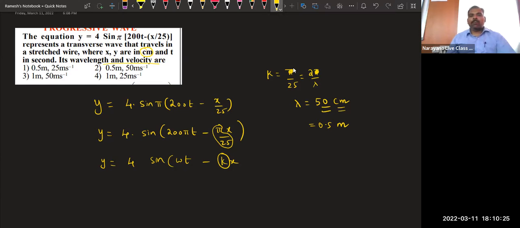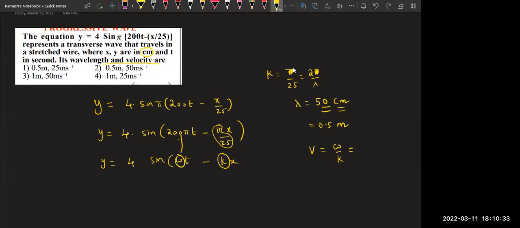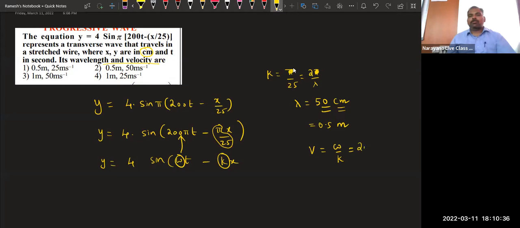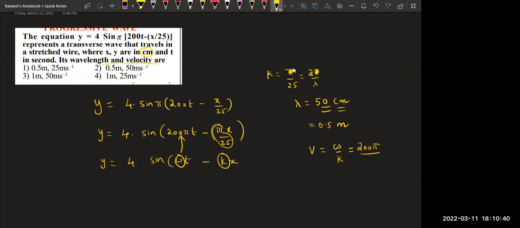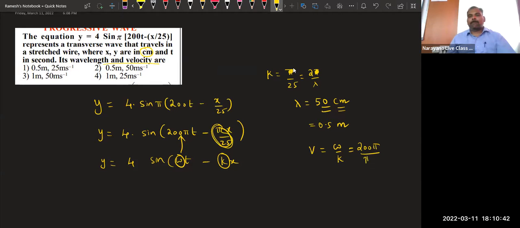What is the velocity of the wave? Omega by k only, no? This is omega only, no? Omega value how much? 200 into pi divided by k value, pi by 25. 25 will go to the upside. Pi cancels out. Velocity how much? 5000 centimeters per second.